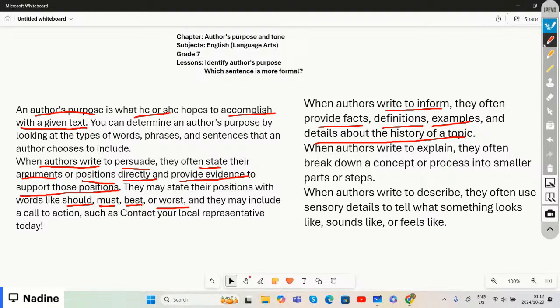And remember, authors basically write to persuade, and they state their argument or position directly and provide evidence to support those positions.